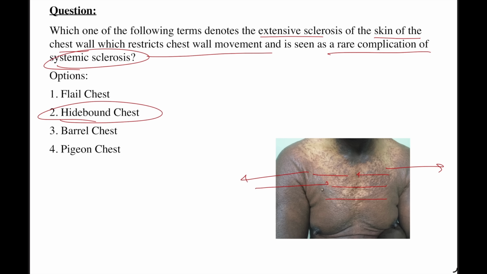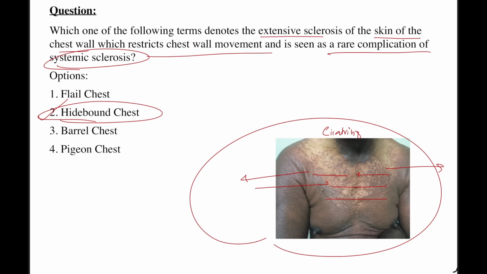So in systemic sclerosis or sclerodactyly kind of conditions where there is extensive fibrosis of the skin, sclerosis of the skin, it is cicatrizing in nature. That leads to restriction of the chest wall movement, and this condition is known as hide-bound chest. Flail chest is seen if there are rib fractures. Two or more rib fractures at the same time lead to paradoxical respiration.